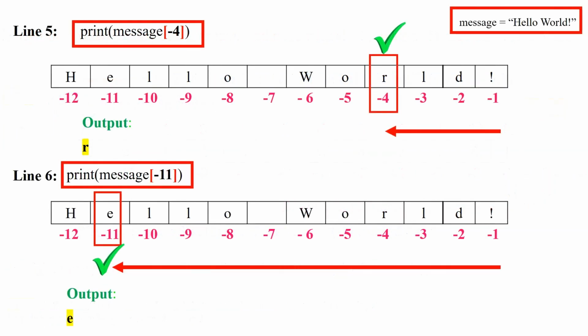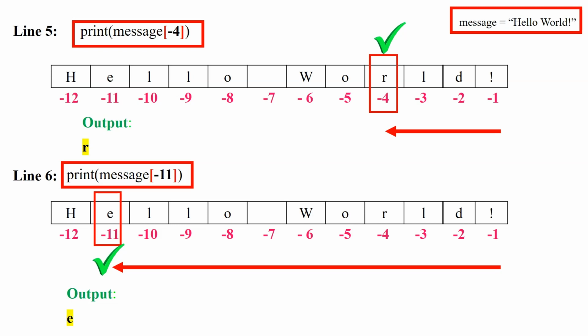Now look at line 5 of the Python code. The print statement, message[-4], accesses the character at index -4. Now look at the picture. Since it's a negative value, -1 starts from right side from the last character, decrementing by 1 towards the left for each subsequent character. So, -1 starts from the exclamation mark. Index value of r is -4. So the output is r.